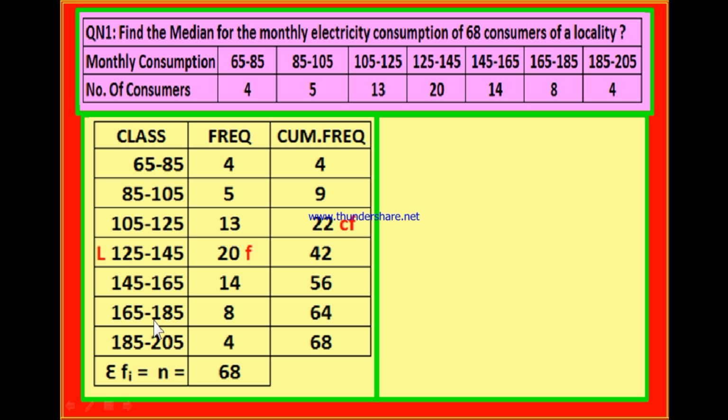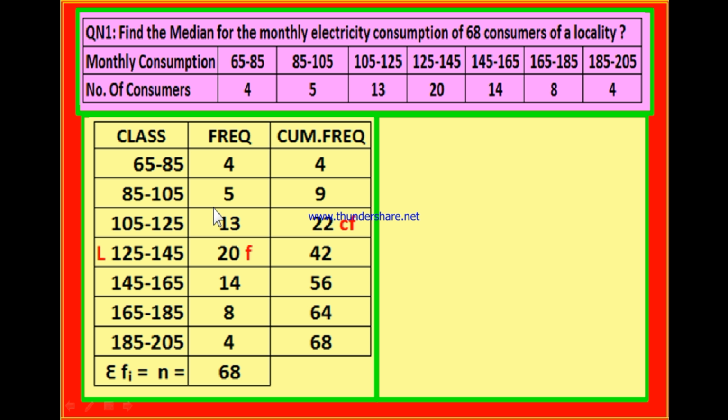And the cumulative frequency of the 165 to 185 class is 56 plus 8 is 64. And the cumulative frequency of 185 to 205 is 64 plus 4 is 68. These are the cumulative frequencies. Understood? Otherwise, you can also call them less than cumulative frequency. If we add the frequencies from the bottom, then it will be greater than cumulative frequency.